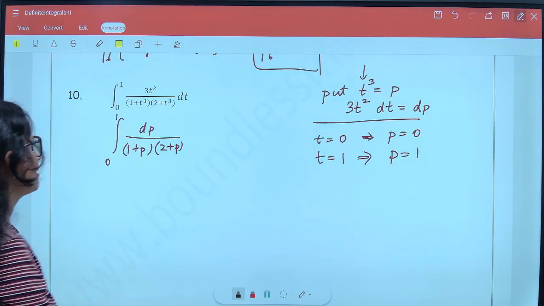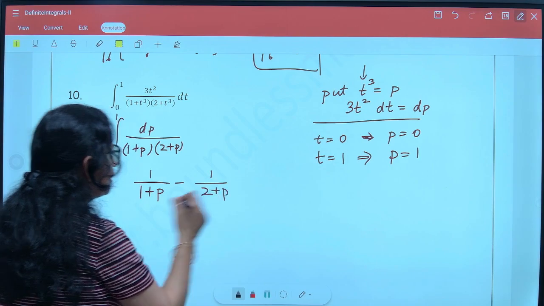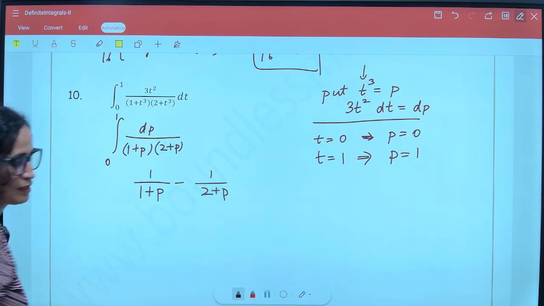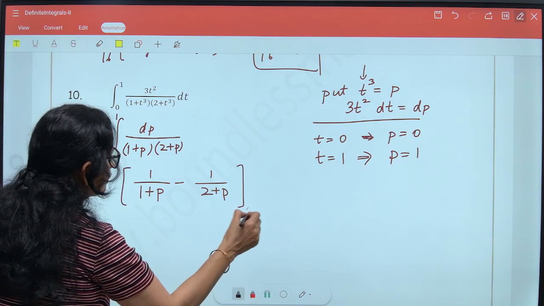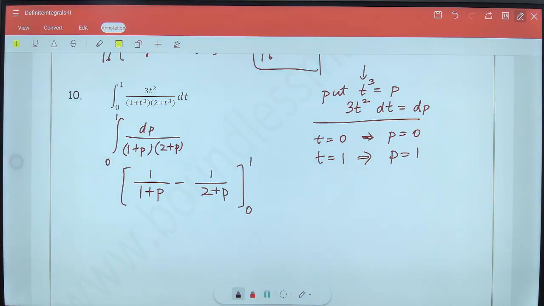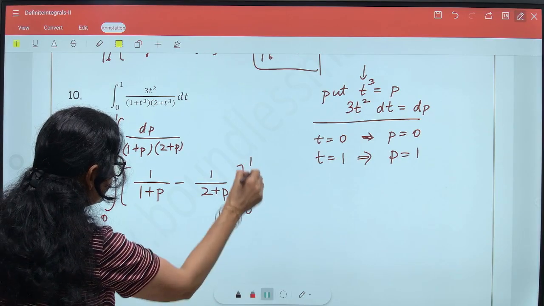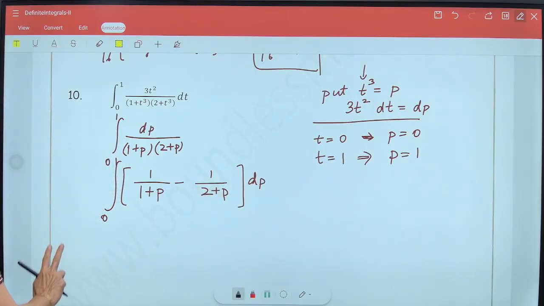The shortcut for this is, we can just write it as 1 upon 1 plus p minus 1 upon 2 plus p. The smaller of the two factors is the first term, and the bigger of the two factors is the second term. So this is the shortcut for partial fractions, which we have already covered in the video for indefinite integrals. Again, go through that video if you are still not clear with the concept. Right? So that means now we need to integrate this function from 0 to 1. It is not yet integrated, so we need to integrate these two terms from 0 to 1.